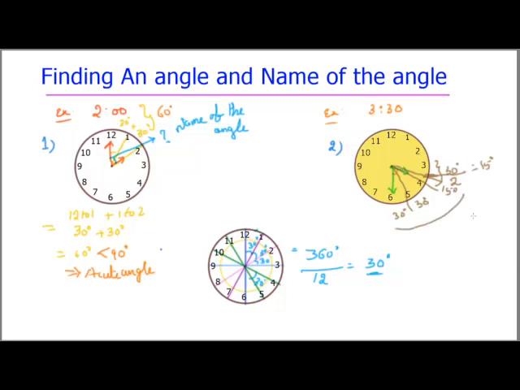So in total, how much has it become? 30 plus 30 is 60, plus 15, 75 degrees. How much was this angle? The clock at 3:30 forms 75 degrees. How much angle was formed? 75 degrees. 75 means less than 90 degrees, an acute angle. Like that we have to do the sums.